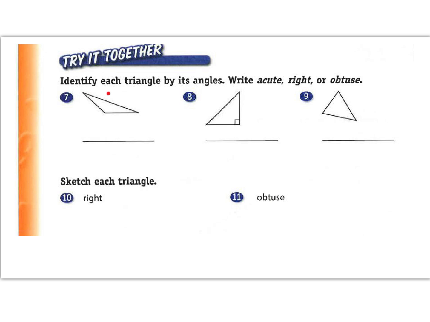So this says, identify each triangle by its angles, right, acute, or obtuse. Number 7, we can see that we have that one obtuse angle, so this is an obtuse triangle. Here, number 8, immediately we see we have that little square, that right angle, so this is a right triangle. And then number 9, none of these are more than 90 or 90, so that is an acute triangle.